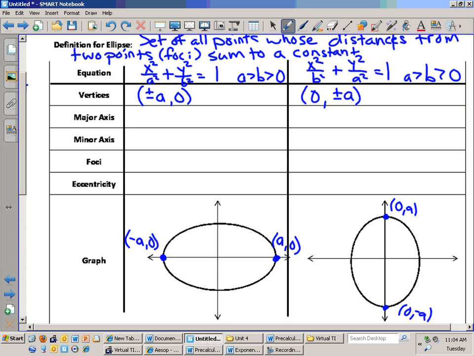The major axis is the length that it's stretched out. How long is it from one side to the other? What do you think? Twice the a value. And we said that it is horizontal. And how about the other one? Still twice the a value, and it's vertical, excuse me.